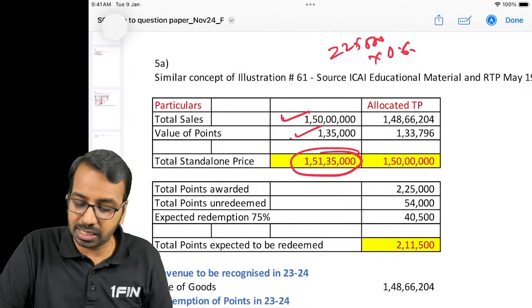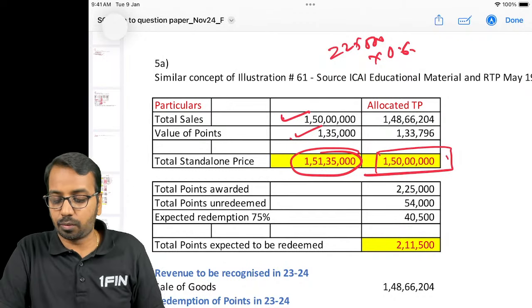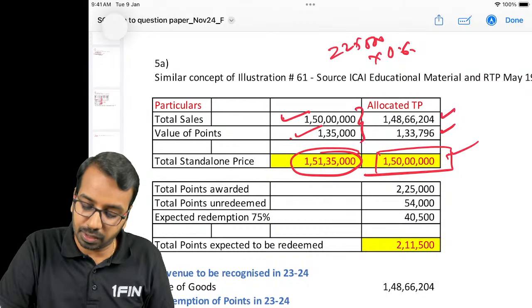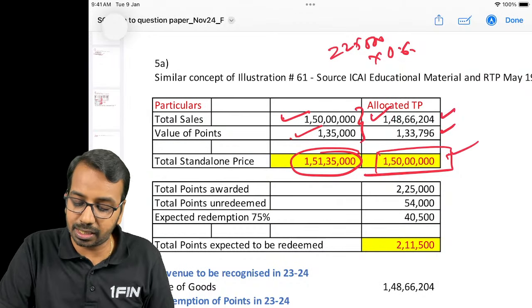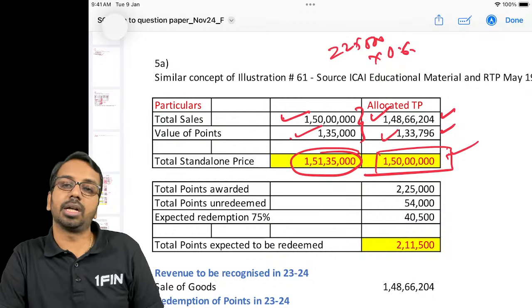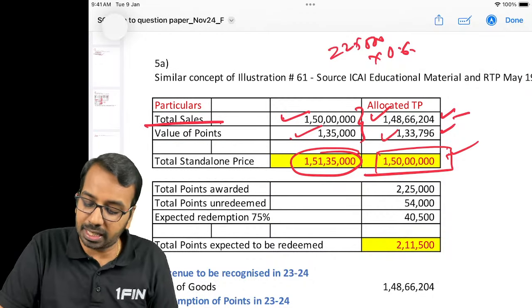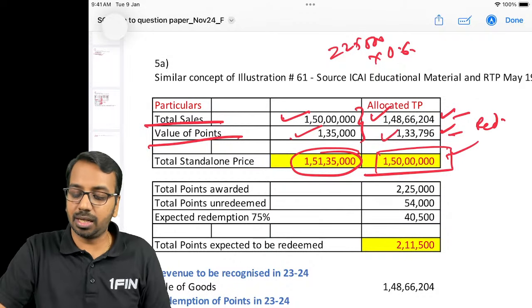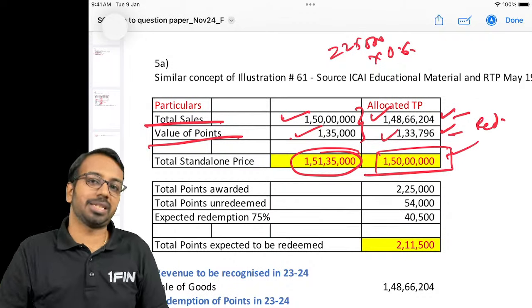Out of this, the amount received is only 1,50,000. So 1 crore 50 lakhs will be allocated on the basis of the standalone prices. So 148.66 and 133.796 will be your respective sale. This sale will be recognized in the same year. Out of these points, whatever has been redeemed will be recognized in this year. Whatever has not been redeemed will be shown as a liability.